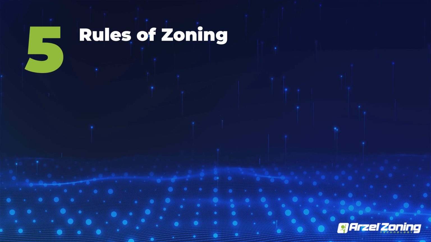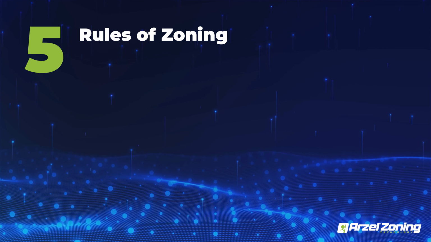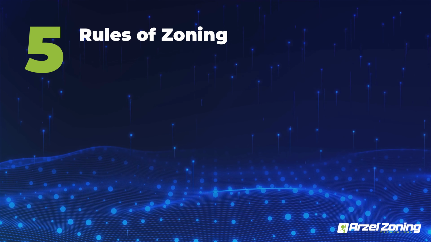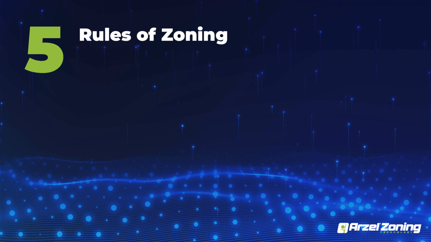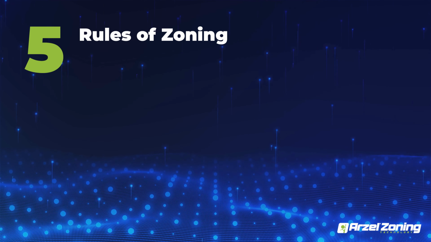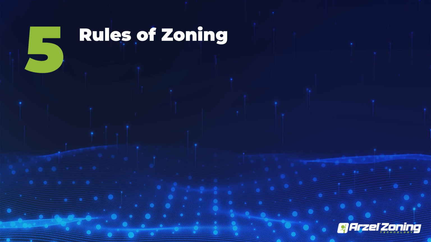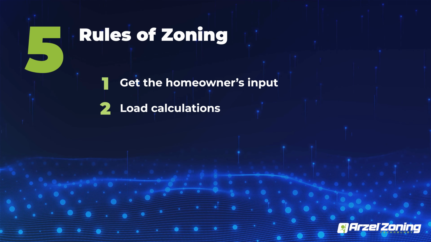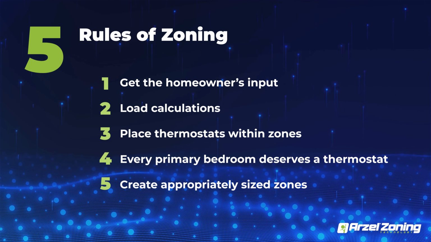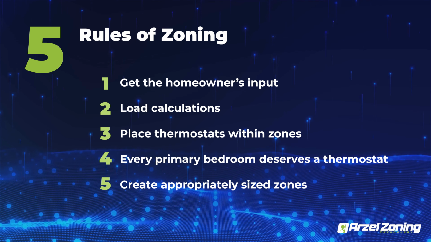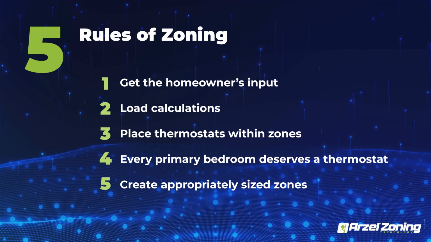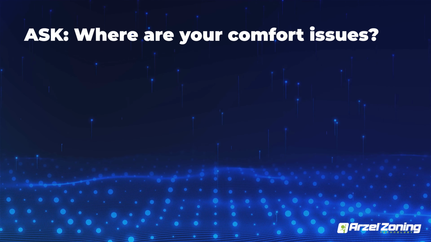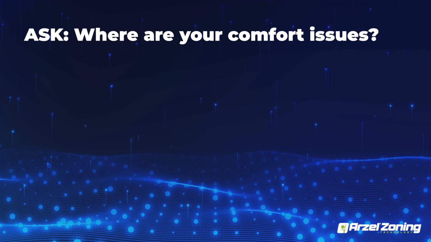So let's take those 5 rules and the things that we just went through. I told you there was a house I zoned before coming to work here. I'm going to try and tie all those rules in together the best I can. Does anyone remember what that first rule was? Homeowner's input. So I get to the customer's house, ring the doorbell, she comes and answers the door. What's the first question I ask her? Where are your comfort issues? And the first thing she told me was, you're standing in it.